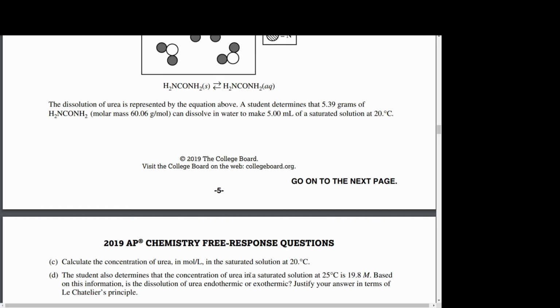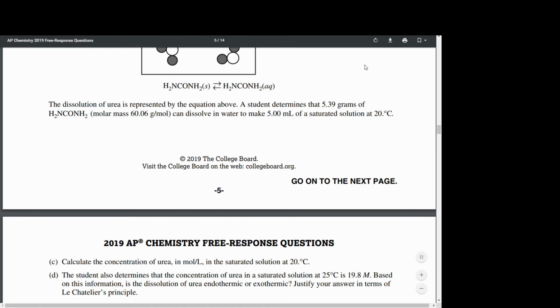Justification in terms of Le Chatelier. By increasing the temperature, we have gone from a lower concentration to a higher concentration of urea dissolved. Based on Le Chatelier, this increase in products indicates that there was an addition of reactants. Since the increase of temperature is treated as a reactant, the reaction is endothermic. Done. Check the scoring guidelines. They give a little more description, but that's how I get there.